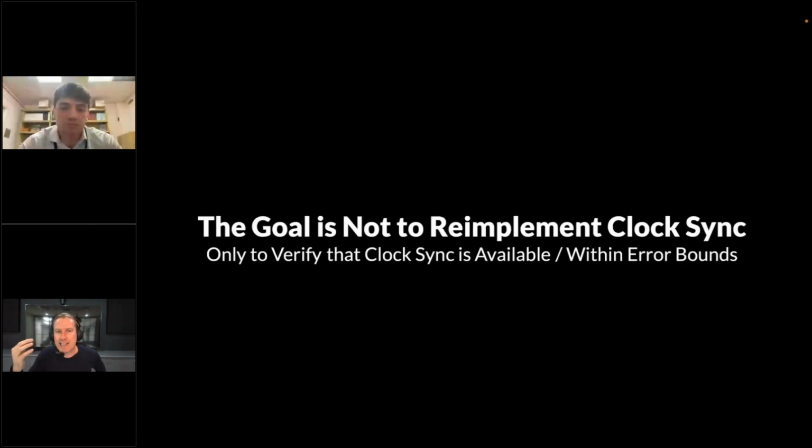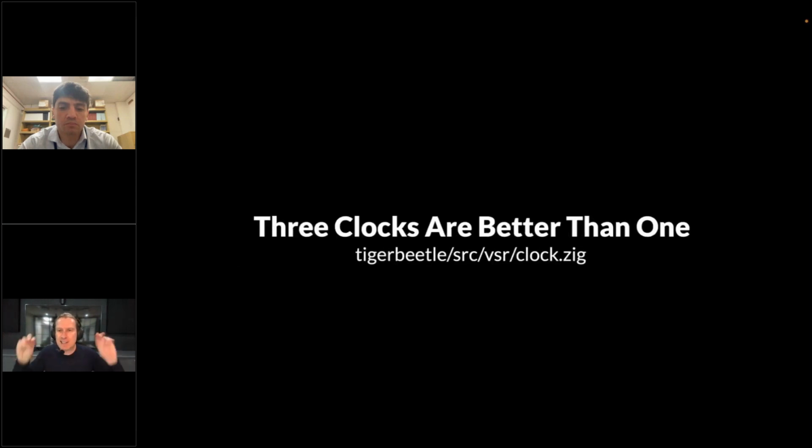And so again, just to be clear, the goal is not to re-implement clock sync, just to verify that it's available and it's within error bounds, where these error bounds are orders of magnitude less precise. And this is just the phrase, 3 clocks are better than 1. We use this in consensus, and now you're trying to, within the consensus protocol, be aware of clock faults.